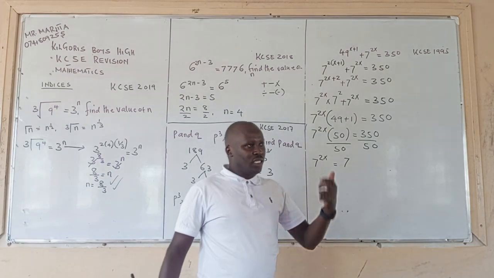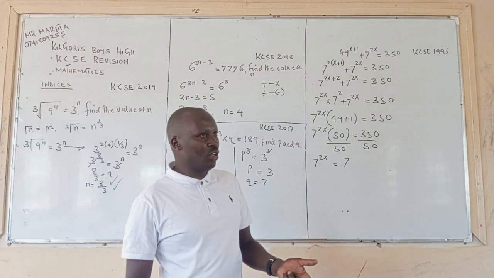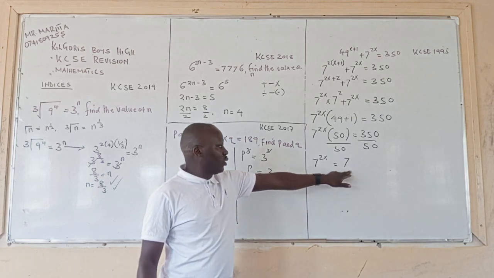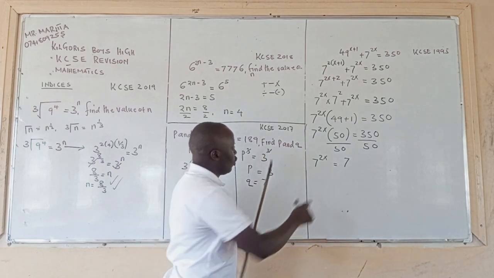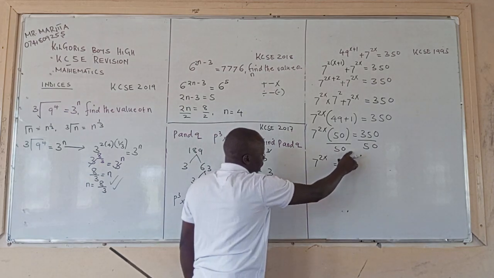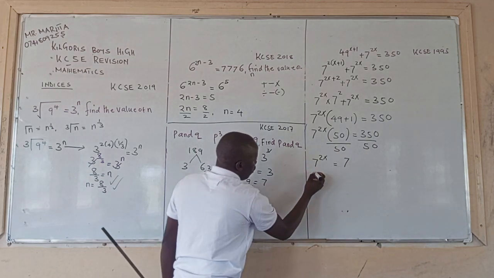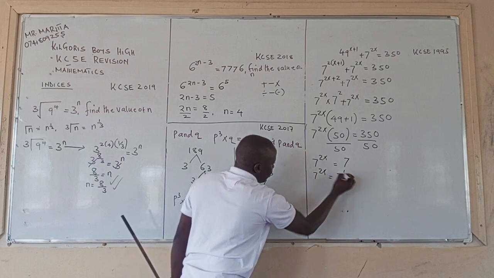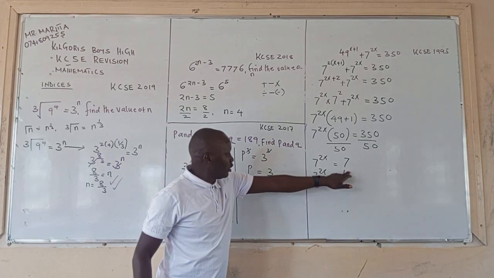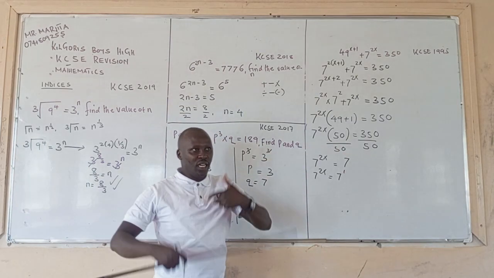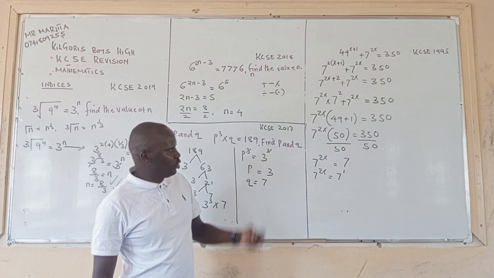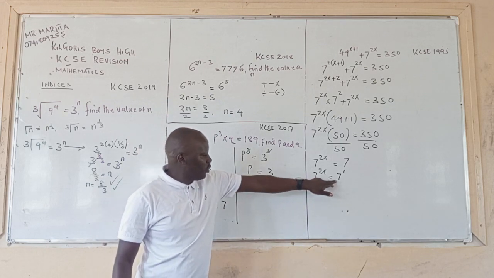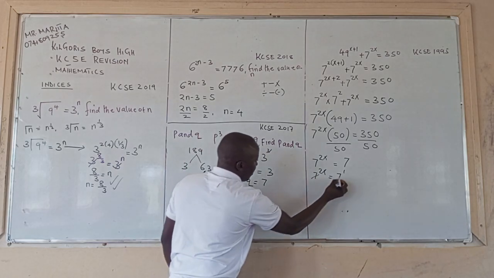Because if you start with 7 raised to 0, any number raised to 0 is 1, so it cannot qualify. Then we take 7 raised to 1, which gives us 7. So we can write this as 7 raised to 2x equivalent to 7 raised to 1. We cannot raise it to 0 because any number raised to 0 is 1. Now the bases are the same. We have 7 here, we have 7 there, so we cancel this 7 and this 7.